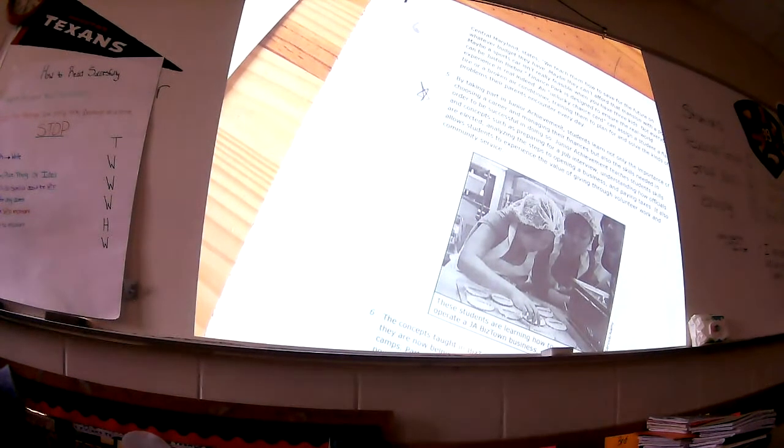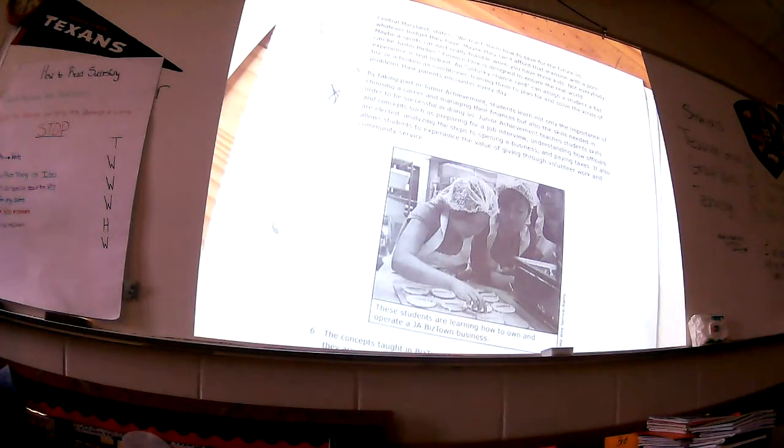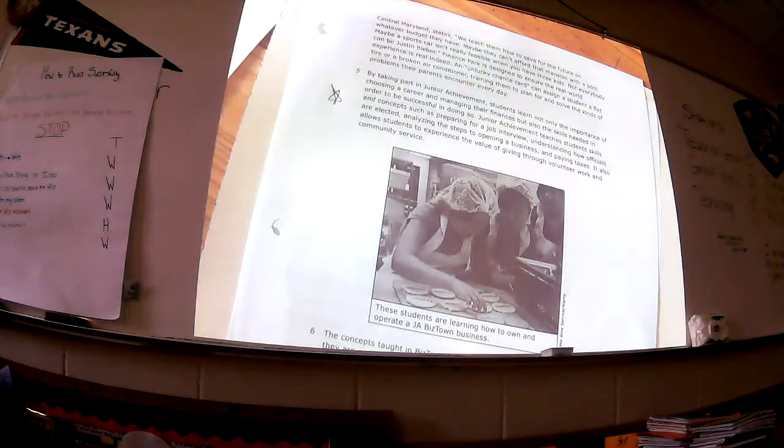I'll just read it. By taking part in junior achievement, students learn not only the importance of choosing a career and managing their finances, but also the skills needed in order to be successful in doing so. Junior achievement teaches students skills and concepts such as preparing for a job interview, understanding how officials are elected, analyzing the steps to opening a business, and paying taxes. It also allows students to experience the value of giving through volunteer work and community service.